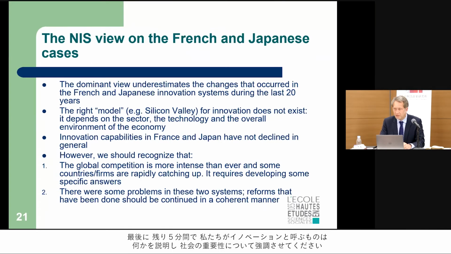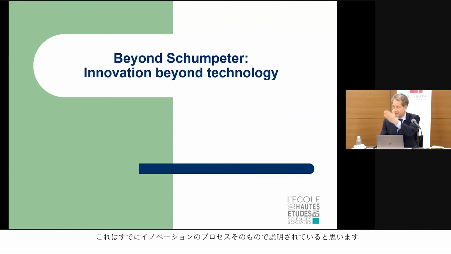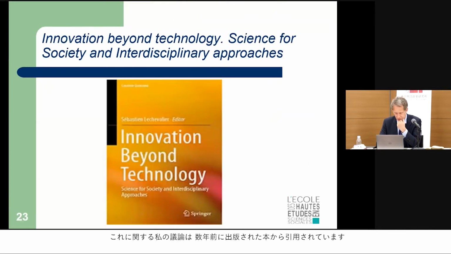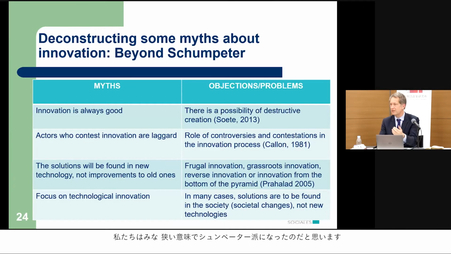Let me move now, finally, in the last 5 minutes, to discuss what we call innovation and to emphasize the importance of society, which I think was already mentioned previously, in the very process of innovation. This part of my argument is taken from a book that was published a few years ago. I think we have a problem these days, in the same way some US policymakers in the 60s were saying that we are now all Keynesian. I think we became all Schumpeterian, and Schumpeterian in a narrow sense.